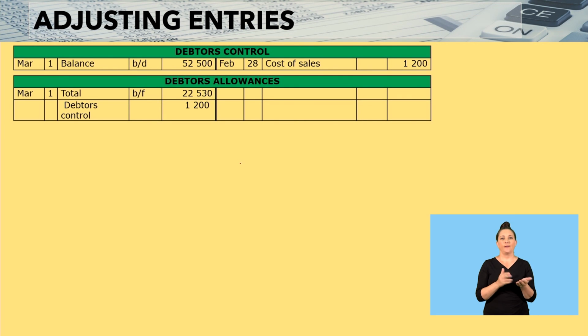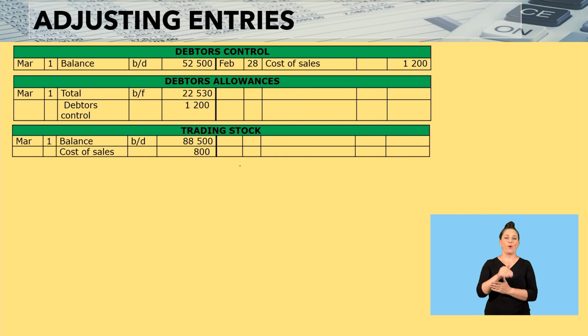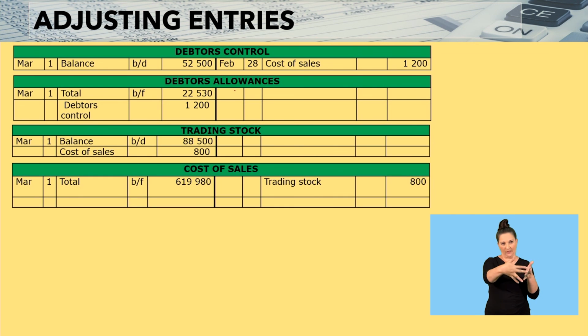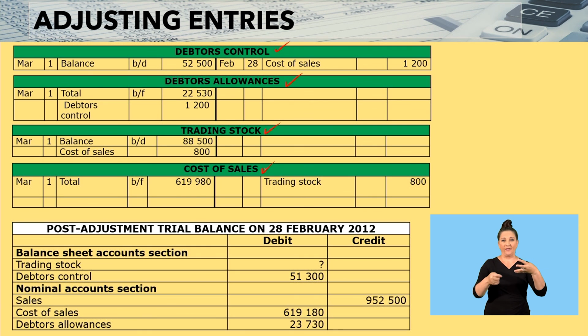When all your accounts are done, then we are ready to post to the post-adjustment trial balance. So you can see here the four accounts that were affected by the adjustment: your debtors control, your debtors allowances, your trading stock, as well as your cost of sales. Let's now see how it will affect our post-adjustment trial balance. You see on the trading stock, I put a question mark. I'm going to show you when I do the next adjustment how it will affect my trading stock as well.